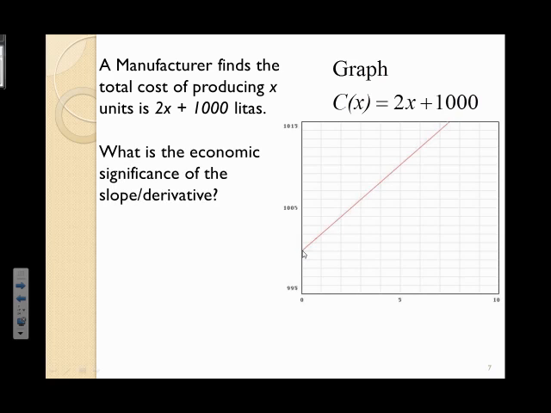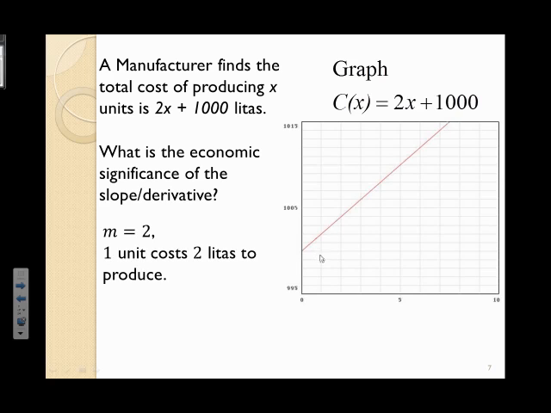Now, what's the economic significance of the slope, or as we're saying, it's also the derivative? Well, the slope, or the derivative, is this 2x. The slope is 2. Well, what is that? In this case, it's equal to 2, and that means it costs 2 liters to make 1 unit. Whatever it is we're producing, it's not terribly expensive, but 1 unit will cost us 2 liters to make.